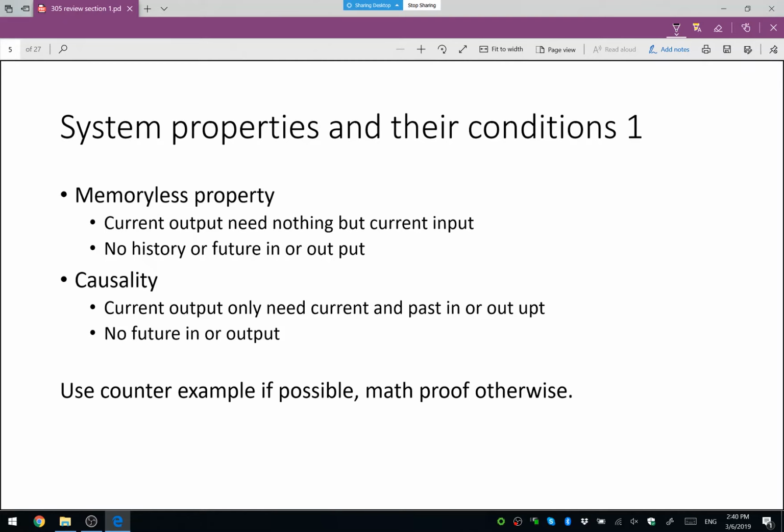Causality is a little bit broader. The current output needs only current input or output, or past input or output. The other way of saying that is the current output does not need future input or output. So it is recommended that you try to find a counterexample for this kind of property, and if not, then we go to the math. Question? If a system is memoryless, is it automatically causal? Yeah, actually memoryless is a special case of causal.